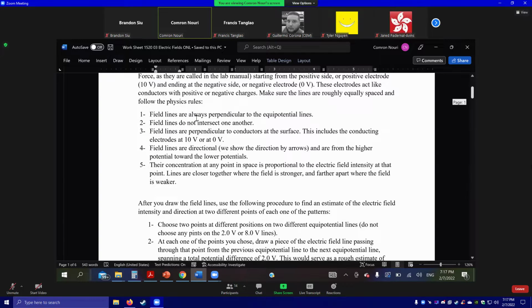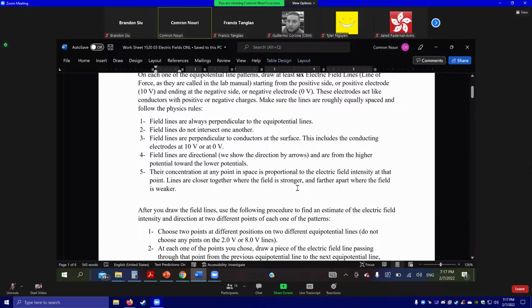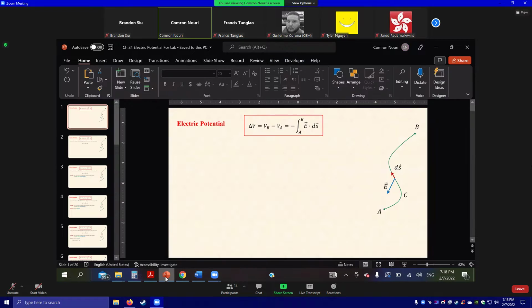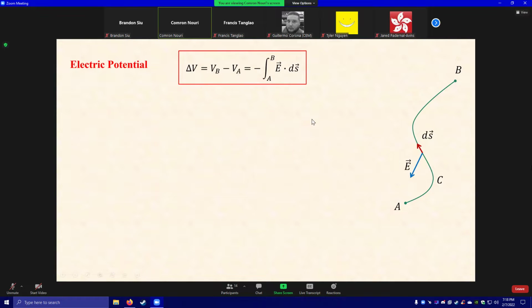And here it's talking about field lines. We also want you to draw field lines on the equipotential lines. In order to understand this, I'm going to talk to you about equipotentials. That is from chapter 24, which I teach, for example, in a couple of weeks. This is the definition of electric potential.